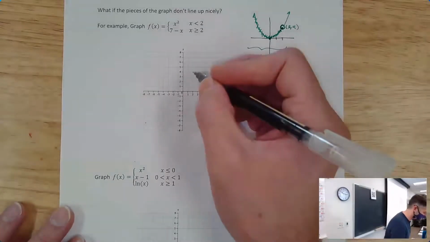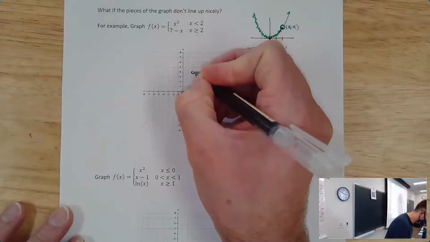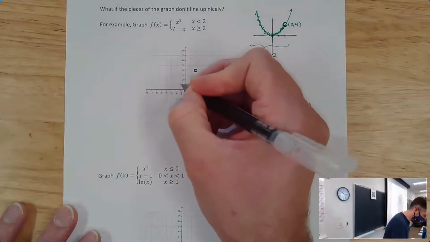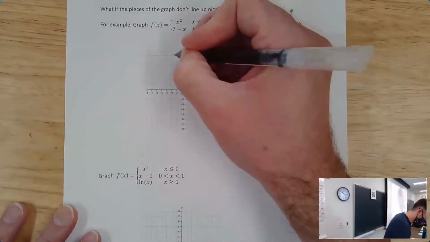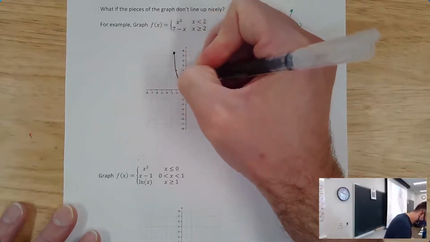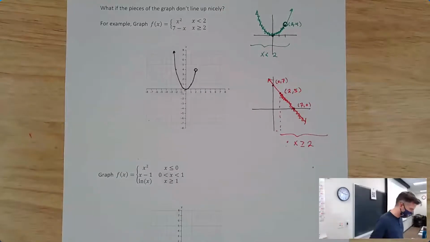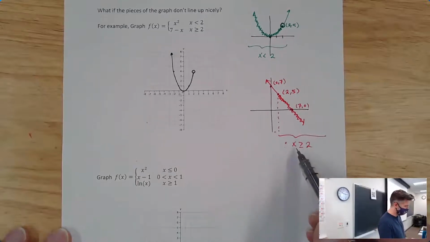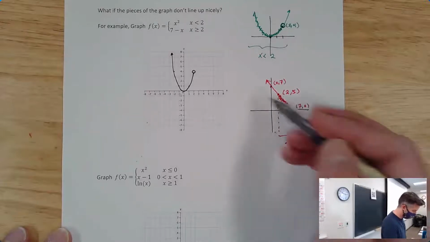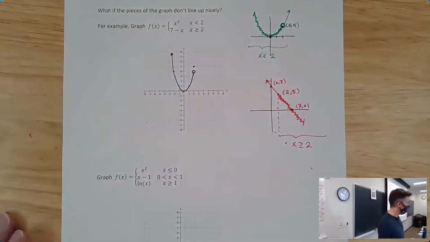So what I really should do is just start by drawing an open circle at 2, 4. And then I know I have these other points, 1, 1, 0, 0, negative 1, 1, negative 2, 4, etc. It looks kind of like this, and it stops right there. That's the left piece of my graph. That's x less than 2. And now for the right piece, I want x to be greater than or equal to 2. I'm going to get this part of the line, starting at the point 2, 5 and going down to the right.